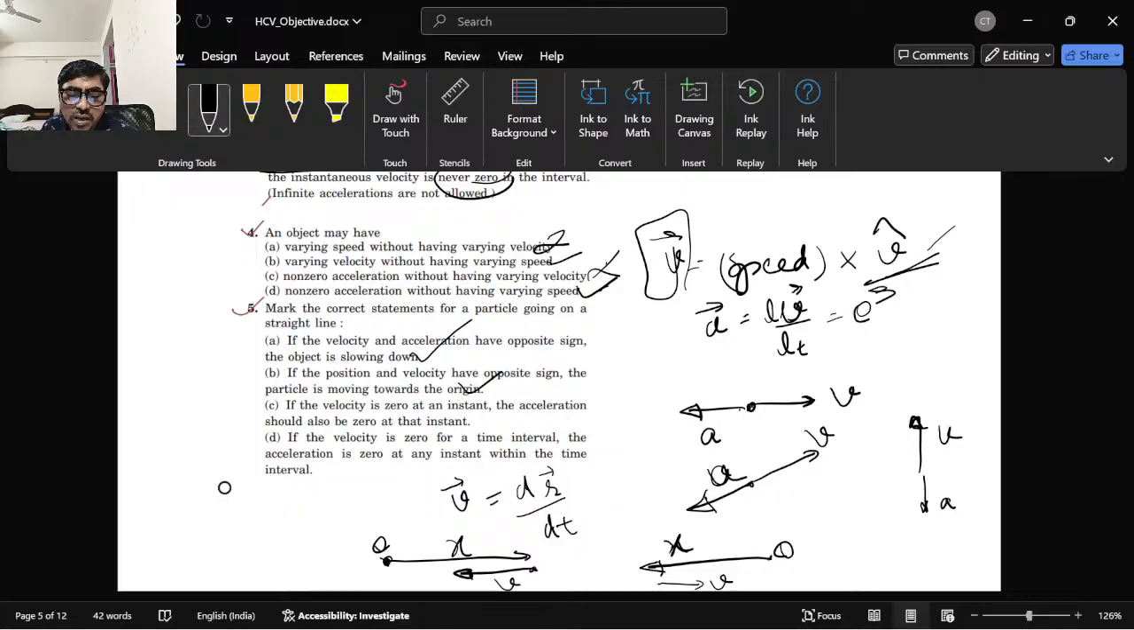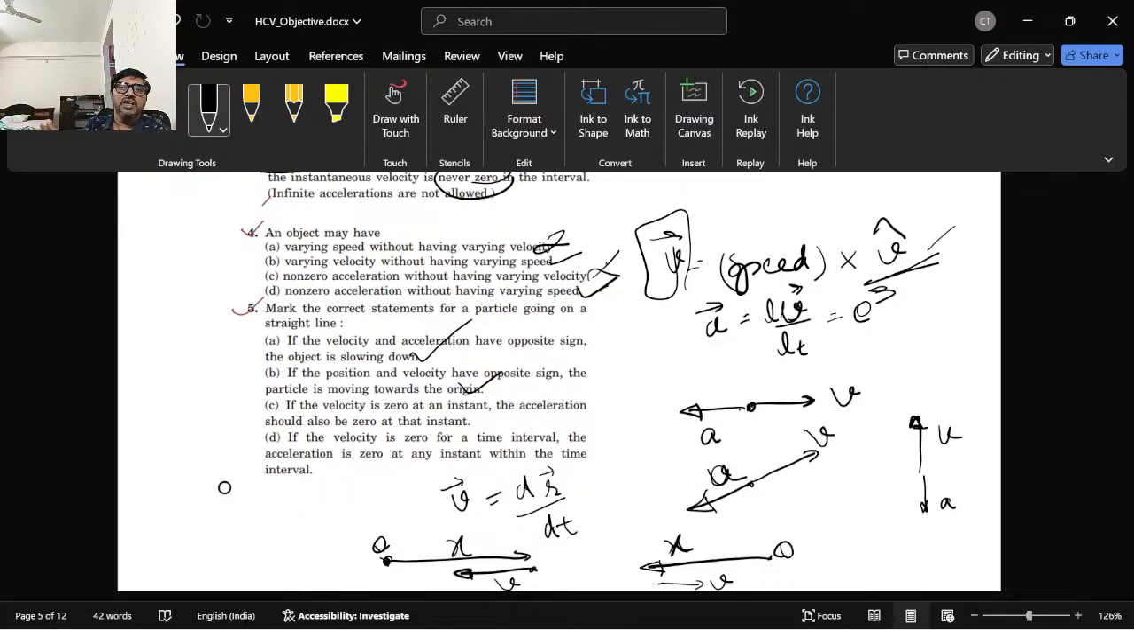This is also an important concept. Velocity is 0 at an instant; acceleration should be 0 at that instant. Why? Not required. Example: can you give me an example? Velocity is 0 at a particular instant, but acceleration is not 0. We want to give a counterexample so that this can be avoided. Right now velocity is 0. Next moment velocity can change, no?